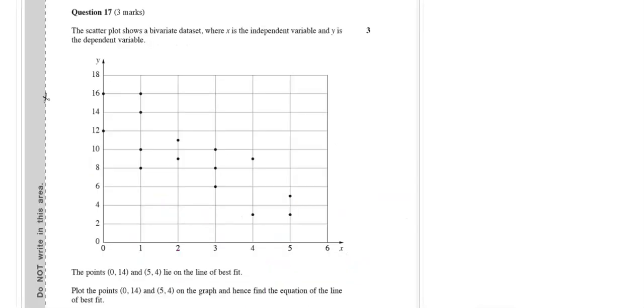Question 17. The scatter plot shows a bivariate data set where x is the independent variable and y is the dependent variable. The points 0, 14 and 5, 4 lie on the line of best fit. Plot the points 0, 14 and 5, 4 on the graph and hence find the equation of the line of best fit. Pause here to try yourself.